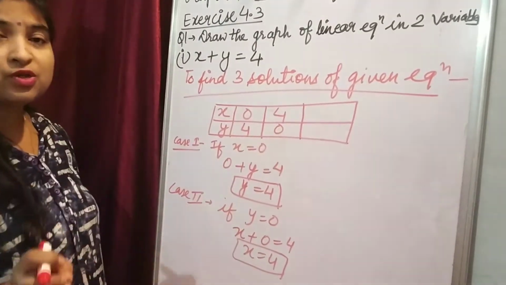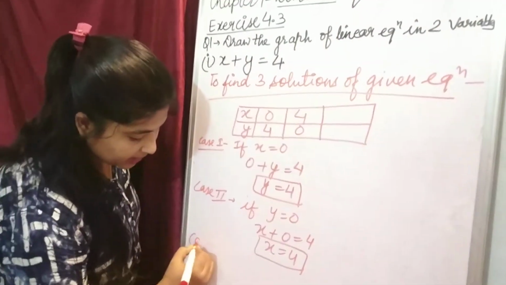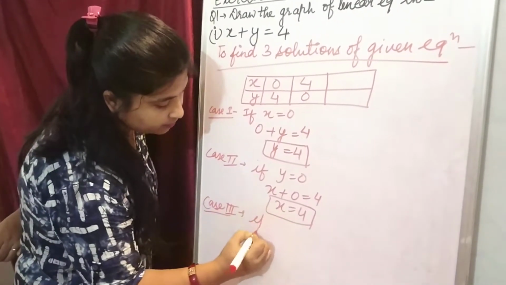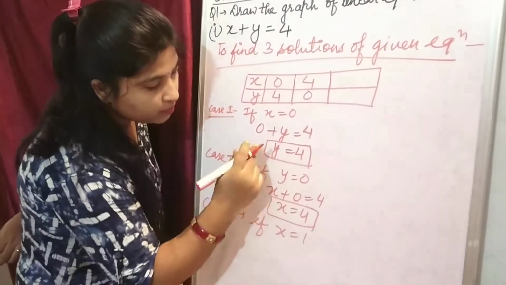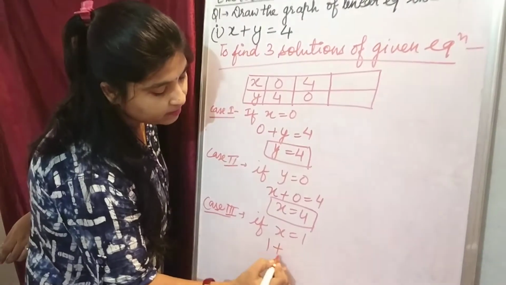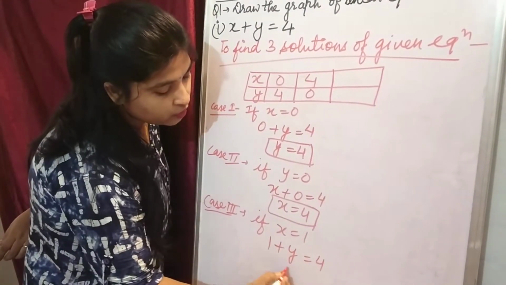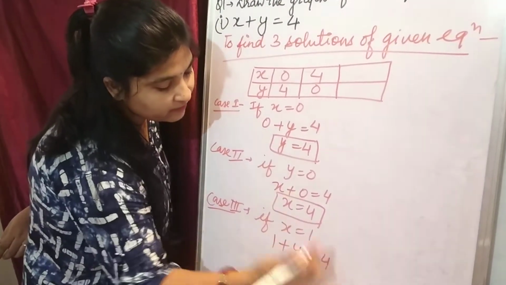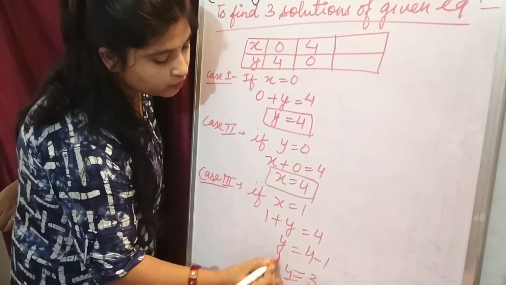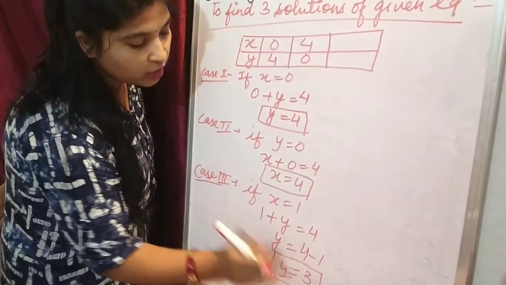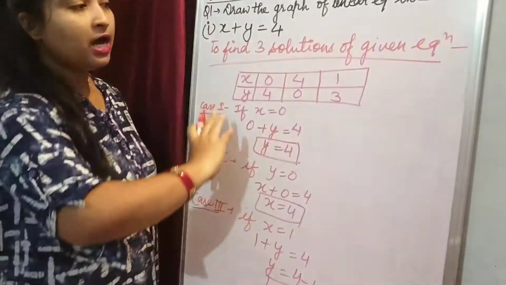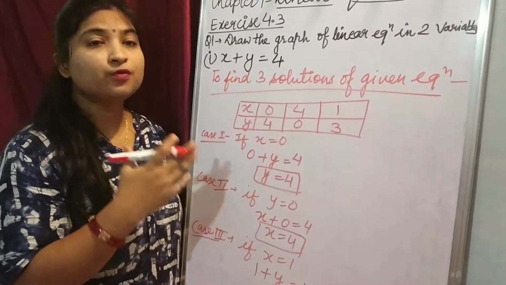Now, the third value, it's your wish, whatever you want to take. I am taking x as 1. Case 3: x is equal to 1. Put the value in this equation, x plus y equal to 4. In place of x, 1 plus y equal to 4. So y will be equal to, plus 1 will go to that side, 4 minus 1, and that is 3. So if x is 1, then the value of y you have got is 3. Up to this we have done in exercise 4.2.